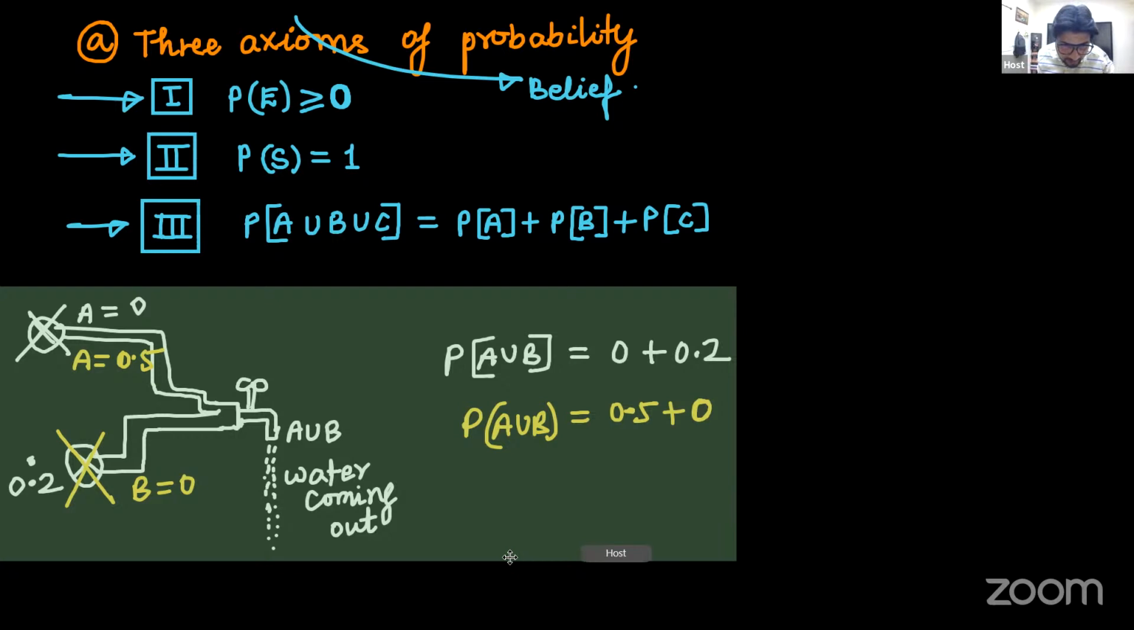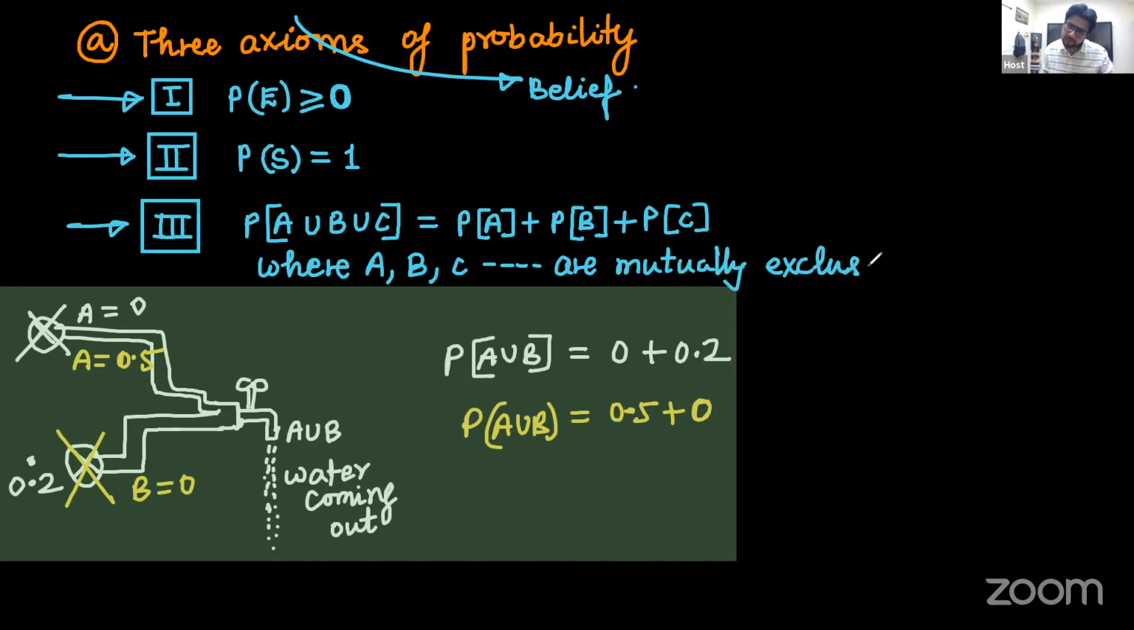I'm using a word here: mutually exclusive events. So let me tell you the meaning of mutually exclusive events. First of all, I'm going to write: A, B, C, etc., are mutually exclusive events.